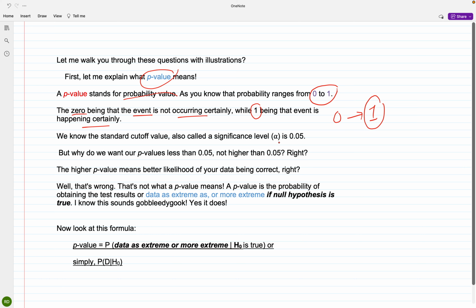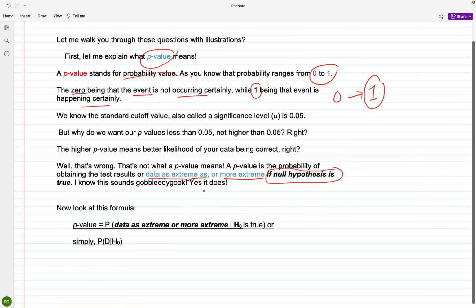And that's not what p-value meant when it was originally created by Ronald Fisher. When he created the p-value for significance testing, he gave this definition: the probability of obtaining the test results, whatever the test and whatever data you get out of the research, as extreme as, and this is very important, as extreme as or more extreme, if the null hypothesis is true. Saying, assuming the null hypothesis is true, what is the likelihood of getting data as extreme as or more extreme? I know this sounds very gobbledygook, and yes, it does, unless we understand what that means.